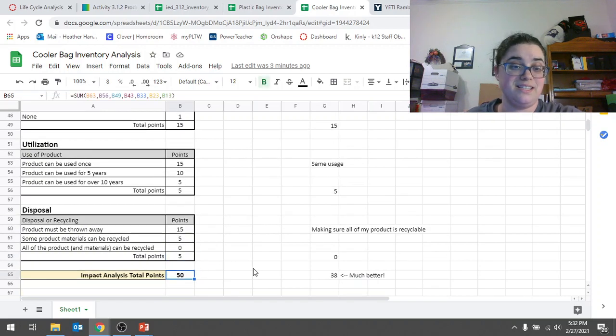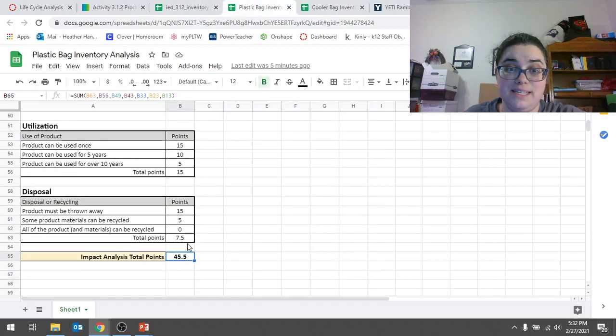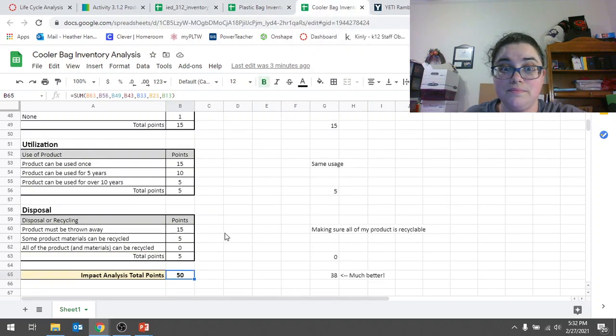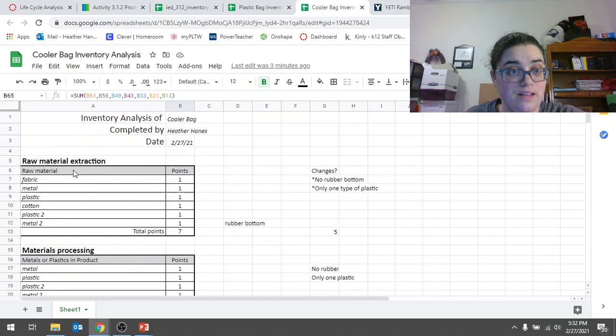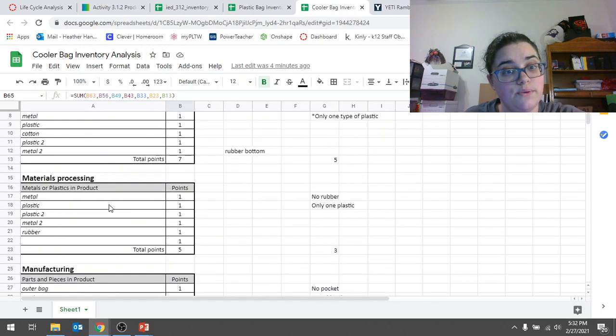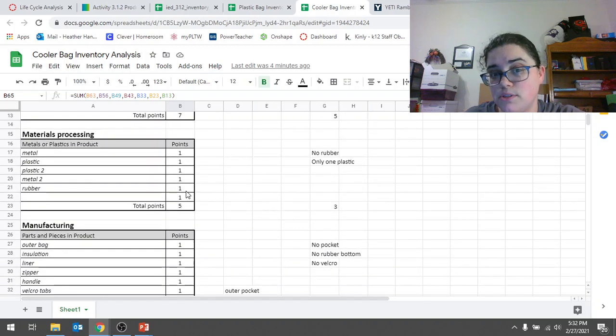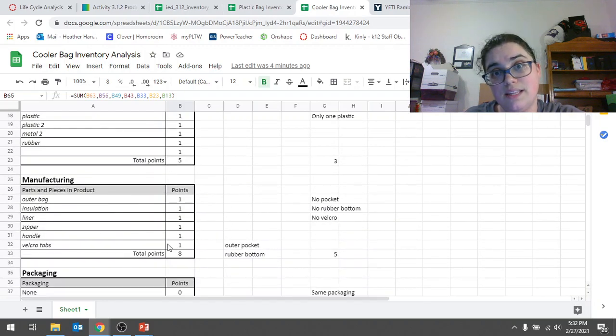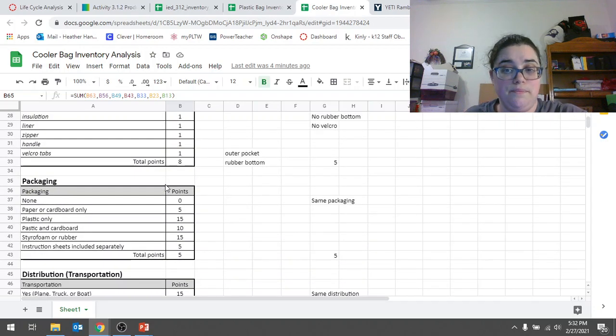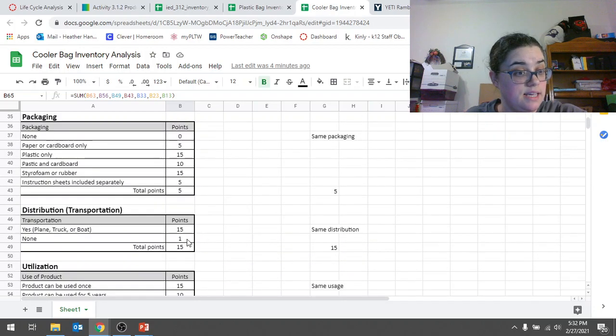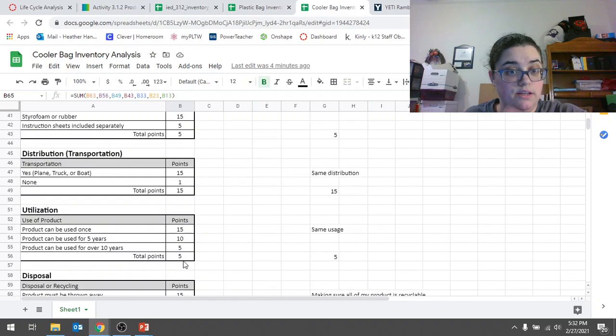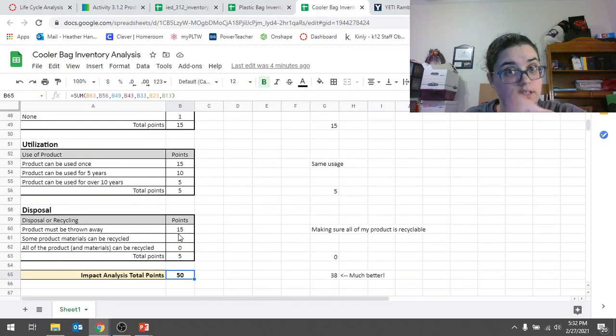So my analysis, 50 points. That's more than my plastic bag analysis. Where did I have extra points? I had a lot more points with the different kinds of materials that went into it, and the fact that I had to process most of those, and the different parts that have to be manufactured and then assembled together. I saved points in packaging. No, I didn't. That's the same. I saved points in utilization, and I saved some points in disposal because I just counted that most people who have this kind of bag probably will recycle it at some point.